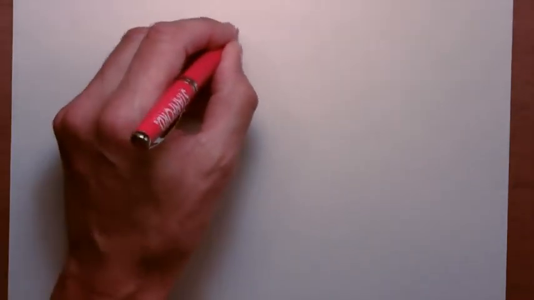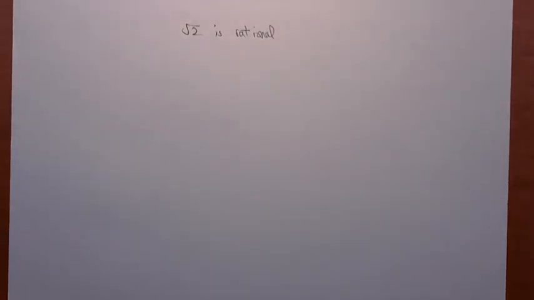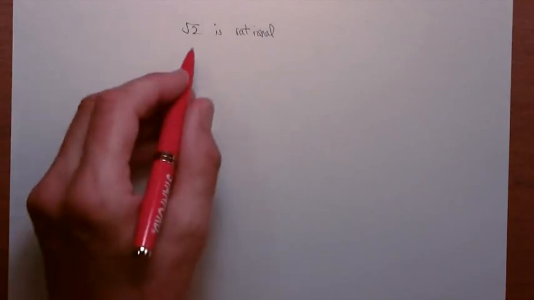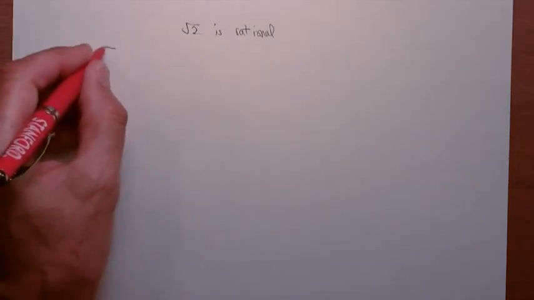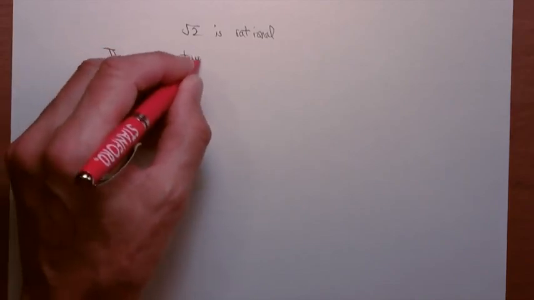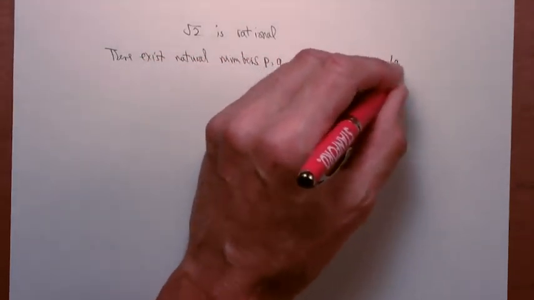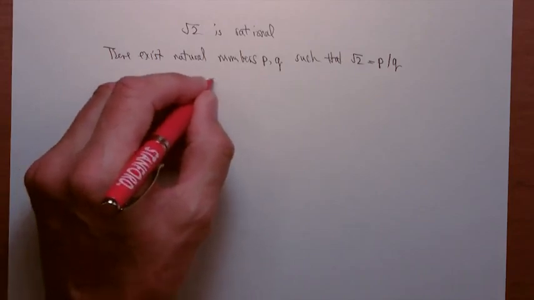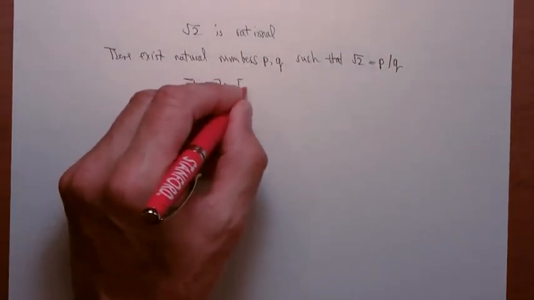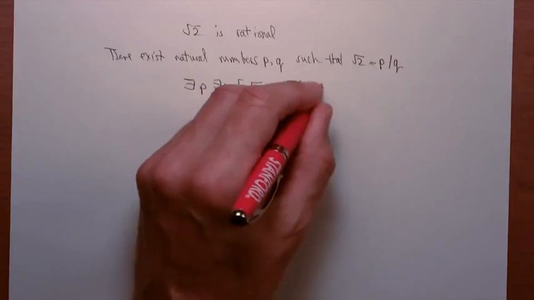Let's take the specific statement, square root of 2 is rational. As it happens, this is a false statement, but we're just using it as an example of a statement. So on the face of it, this doesn't look like an existence statement. But it actually is, because we can write it as there exist natural numbers p and q such that square root of 2 equals p divided by q. Or, using our symbolic abbreviation, exists p, exists q, such that square root of 2 is p over q.